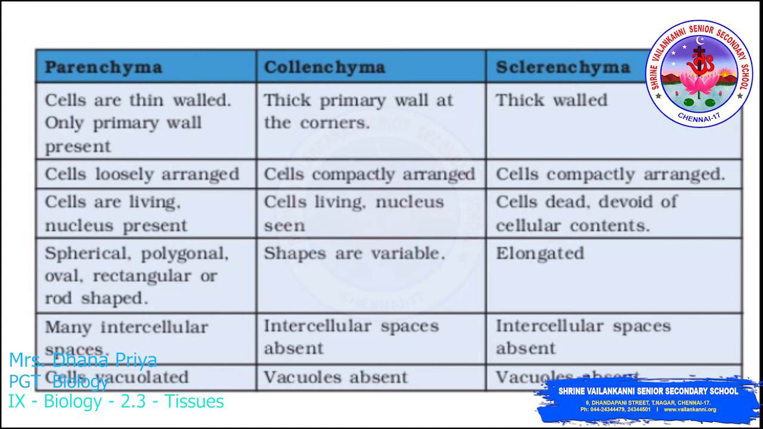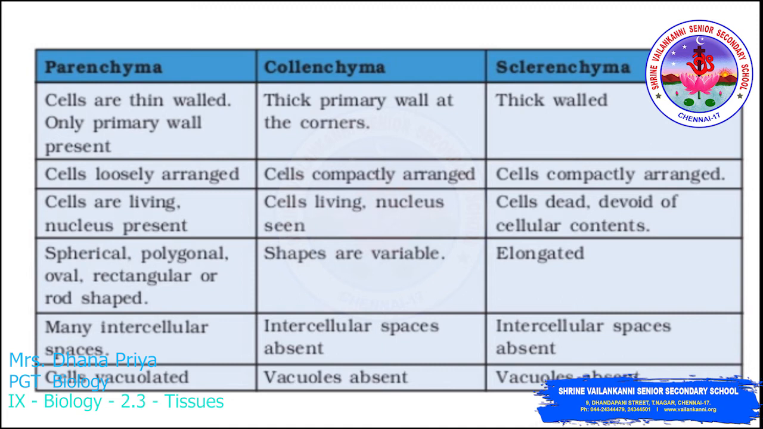Now the shape. The parenchyma cells are spherical, polygonal, oval, rectangular or rod shaped. In collenchyma, the shapes are variable. In sclerenchyma, the cells are elongated. Next we see the intercellular spaces, that is the gap between the cells. The parenchyma has many intercellular spaces. In collenchyma the intercellular spaces are absent, and the same in sclerenchyma, the intercellular spaces are absent.